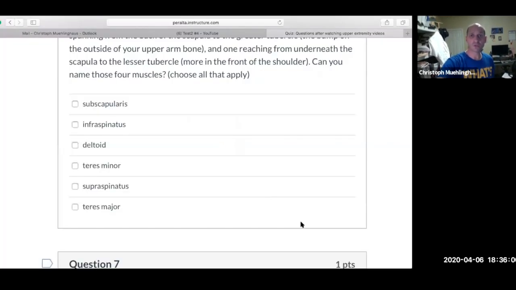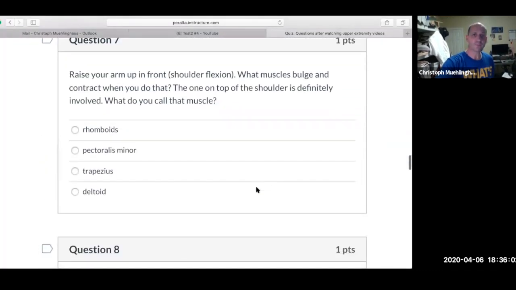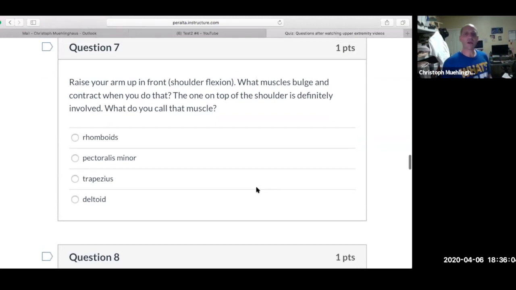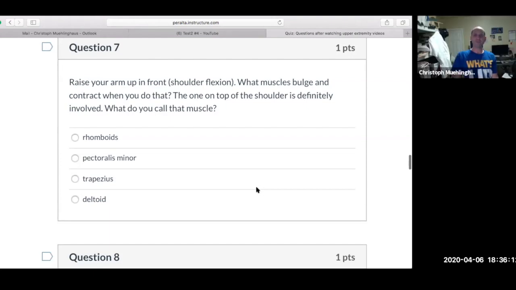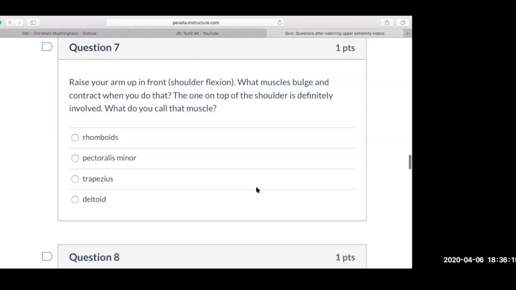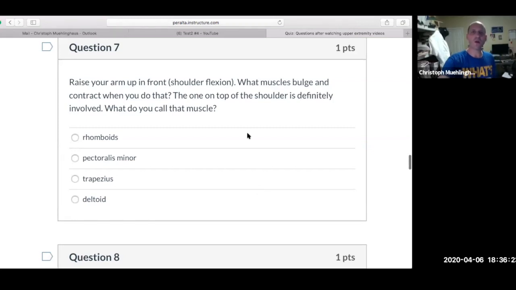Very interesting muscle group. We only have one question on it. But now we're going to raise your upper arm in front, which is shoulder flexion. What muscles bulge when you do that? The one on the top of the shoulder is definitely involved. What is that muscle called? Deltoid.